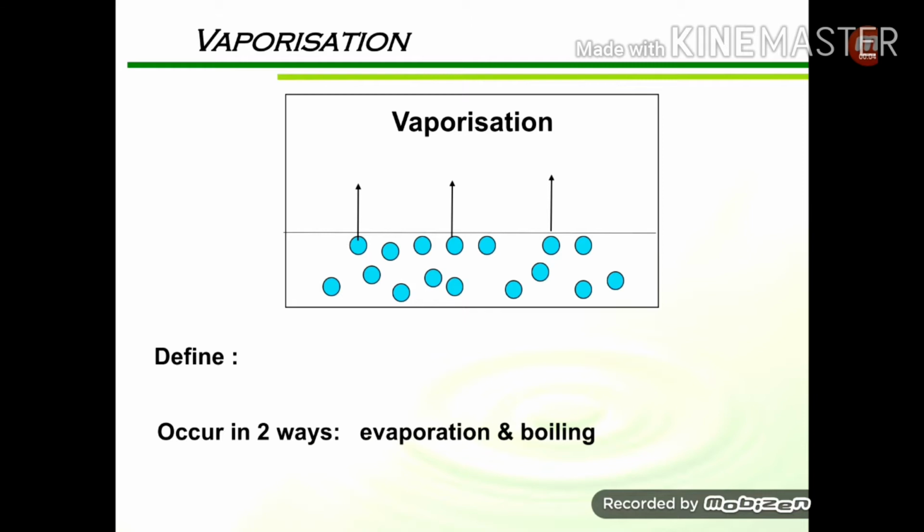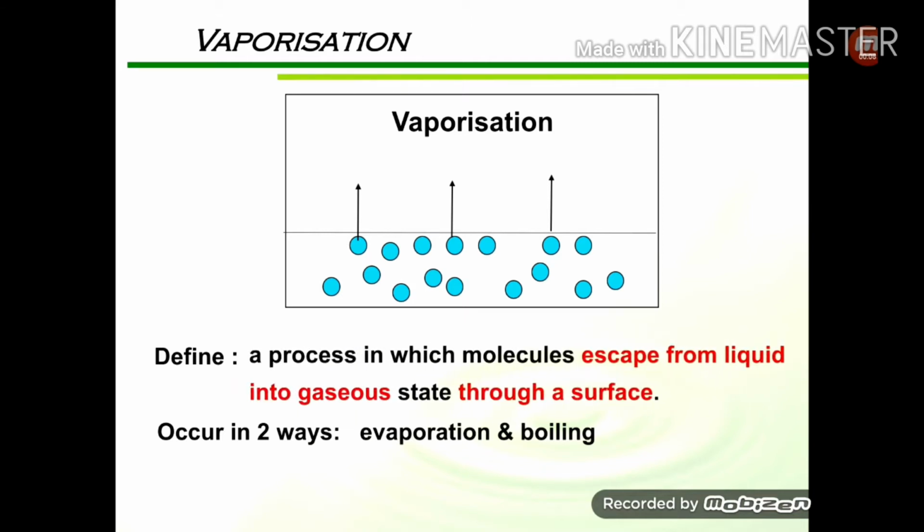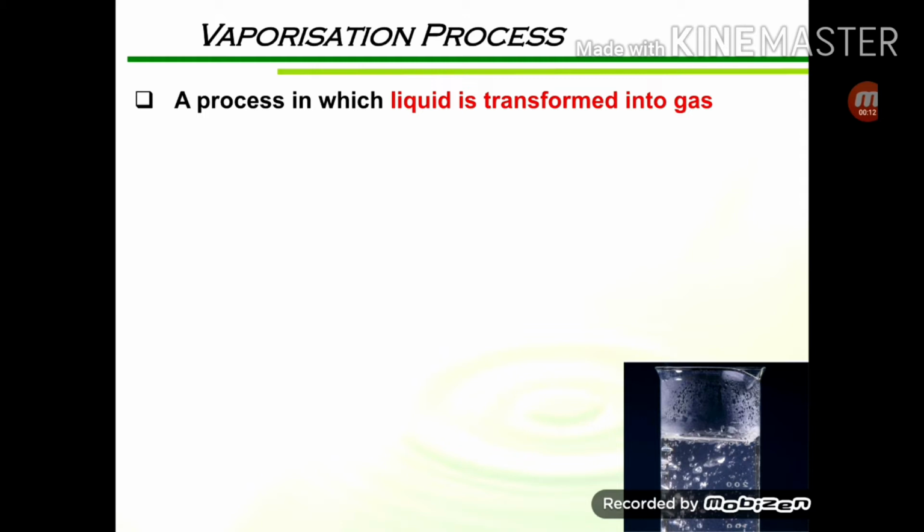Vaporization. Okay, what is meant by vaporization? Vaporization is a process in which molecules escape from liquid into gaseous state through a surface. Vaporization occurs in two ways, which is number one, evaporation process, and number two is boiling process. Vaporization process is a process in which liquid is transformed into gas.